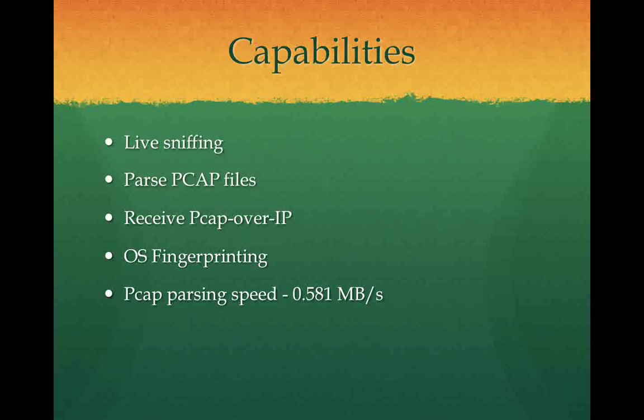Some of the capabilities of the free edition of the tool are live sniffing, which allows us to capture packets over the network, but it is limited due to the buffer size. It has the capability to parse PCAP files very quickly, at a rate of 0.581 MB per second. It can receive packet capture over Internet Protocol. It can also perform OS fingerprinting, which is very useful in any forensic investigation.